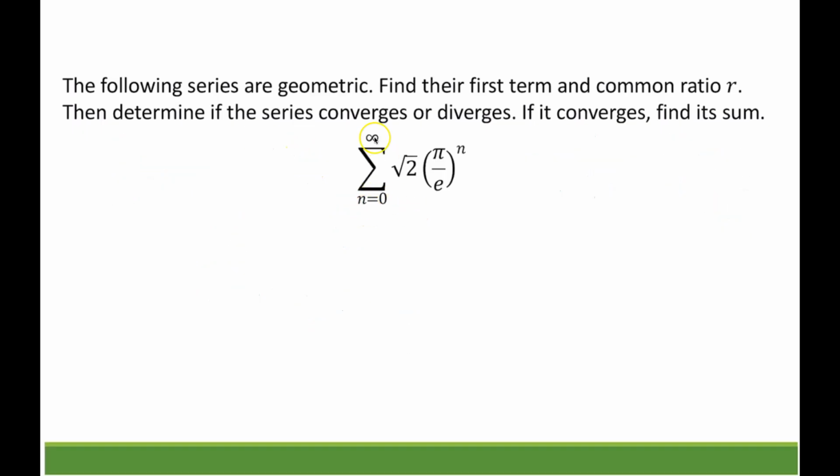Here we have the sum of n equals 0 to infinity of the square root of 2 times pi over e to the n.